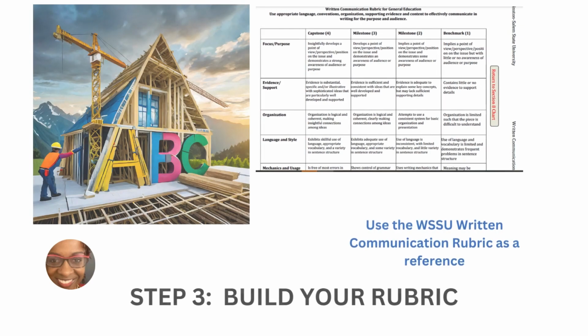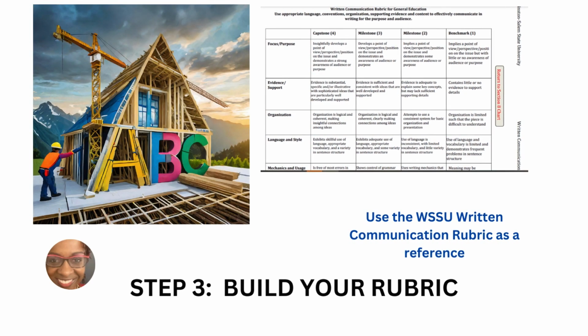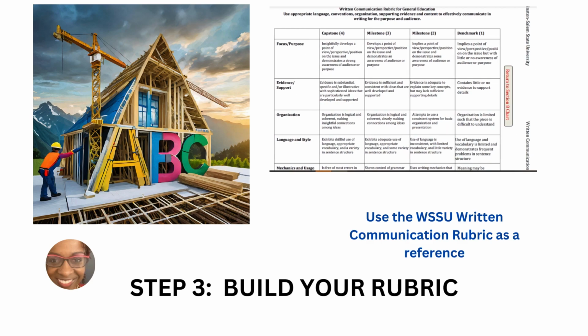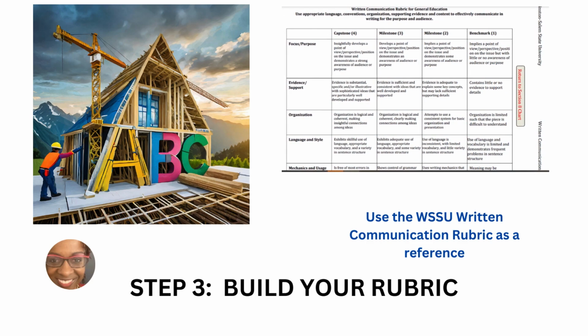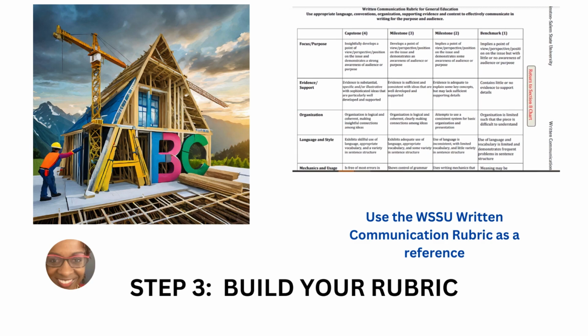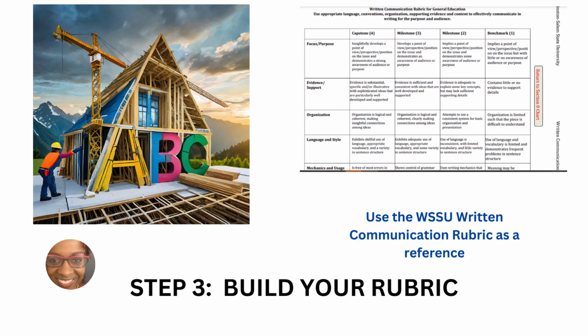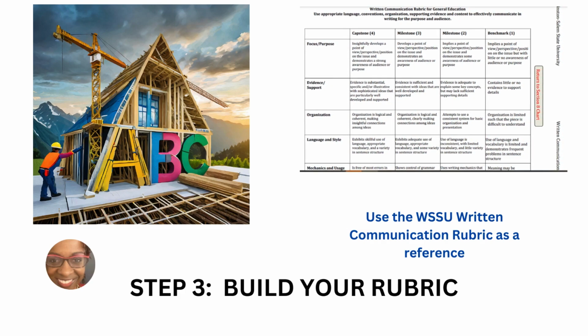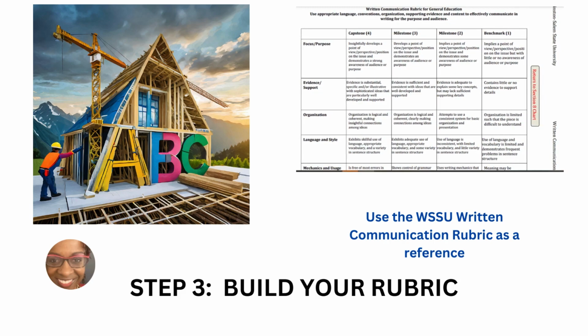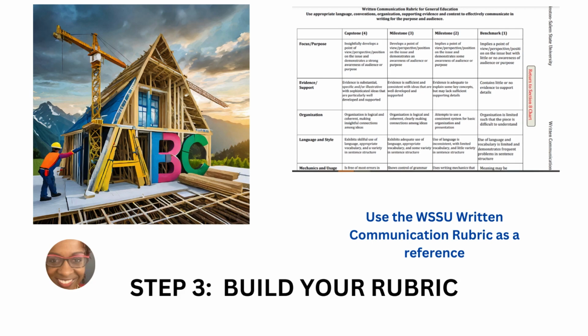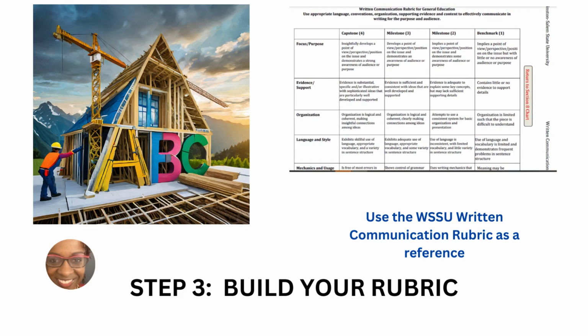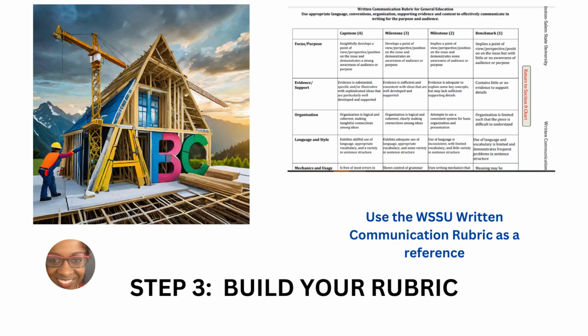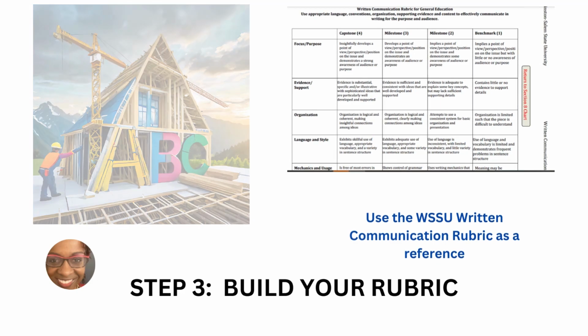The third step involves building your rubric. It is a good practice to use the WSSU Written Communication Rubric as a reference to build your own assignment rubric. It is also important that your rubric clearly outlines how students will be evaluated on your particular assignment. Be sure that you use student-friendly language in your rubric and stay away from academic jargon that students may not understand. It's also helpful to show the connection between the assignment and the rubric by using words directly from the assignment guideline in your rubric.